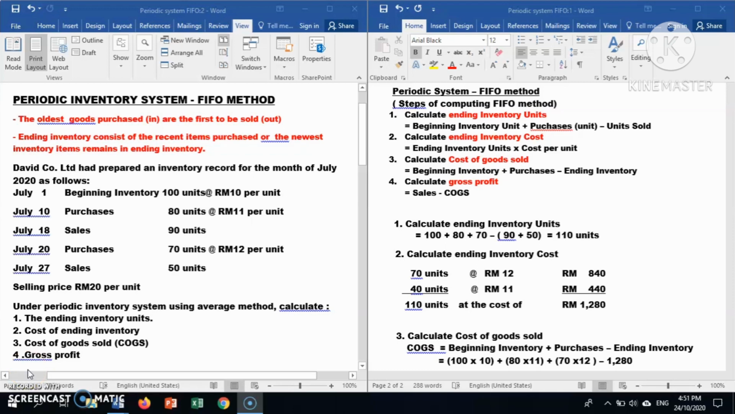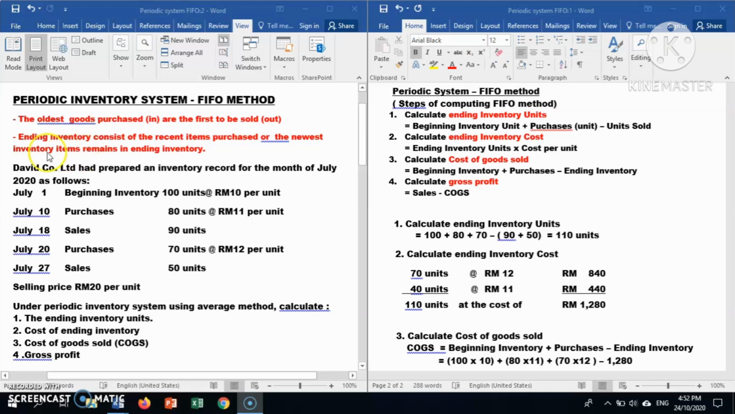Today, I would like to give a tutorial about the periodic inventory system using the FIFO method. So, what is meant by the FIFO method? The oldest goods purchased are the first to be sold or out. And ending inventory consists of the recent items purchased, or the newest inventory items remain in ending inventory.